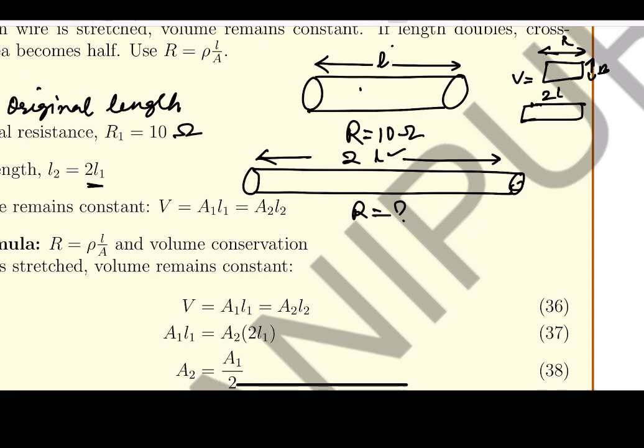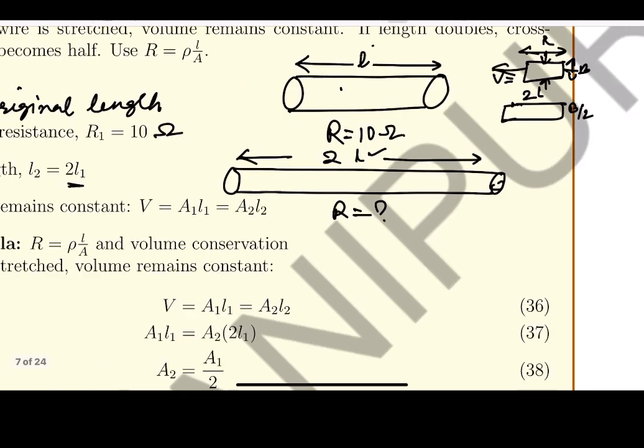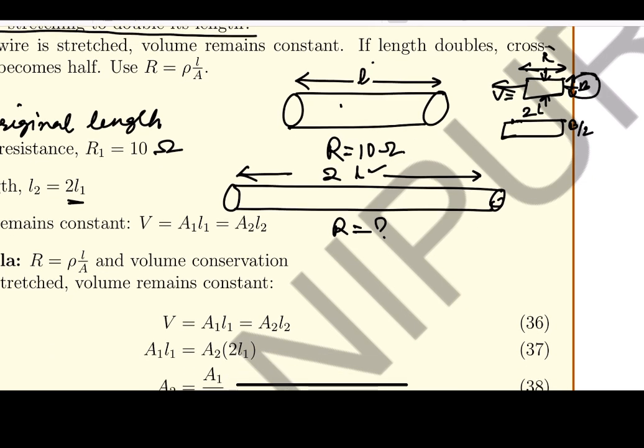Now what will happen to the breadth? Breadth will become half, right? If you increase this side, then this side will become smaller. Similarly, what will be the area here? Length into breadth. What will be the area here? 2L into B by 2. So it will be length into breadth. So volume will not change.